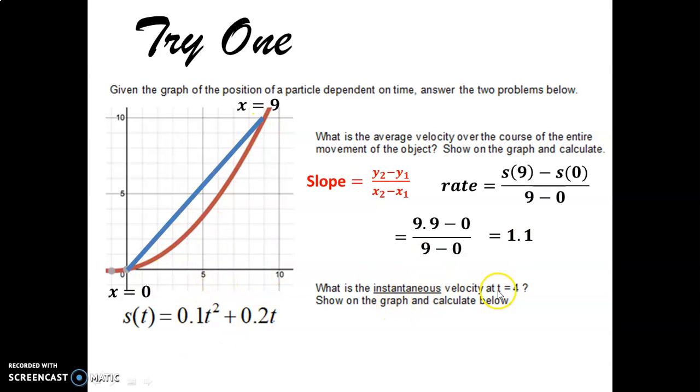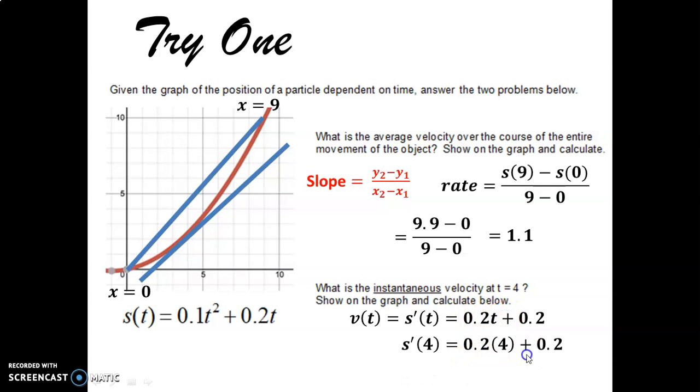Now find the instantaneous velocity at t equals 4. Okay, instantaneous at t equals 4 is a tangent line. We're looking for this speed or slope right there. It's called a velocity. Instantaneous velocity is found by finding the derivative of this one, which is called the position function. There's our derivative, put 4 into it, and we get a speed of 1.